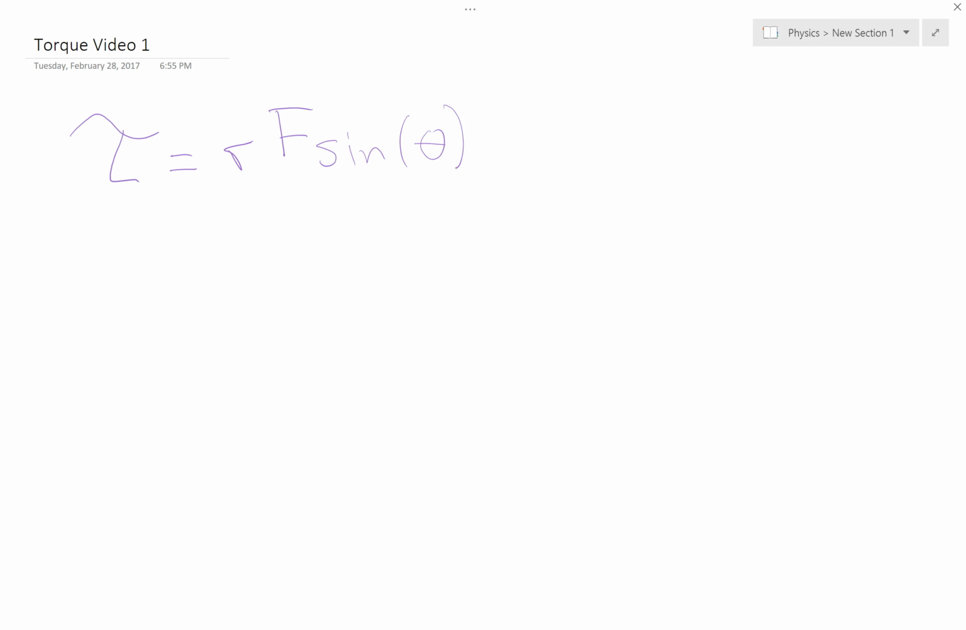Again, really important. This theta is not just any theta. It is specifically a theta that relates to the lever arm R and the force F. It's the angle between those two quantities. And these two things, R and F, are both going to be magnitudes.